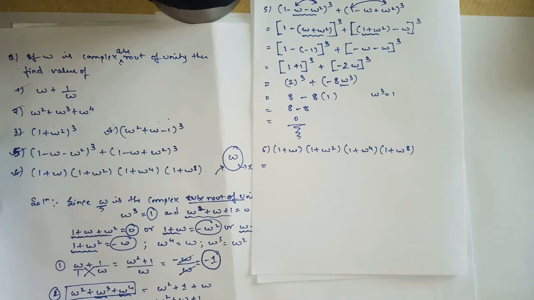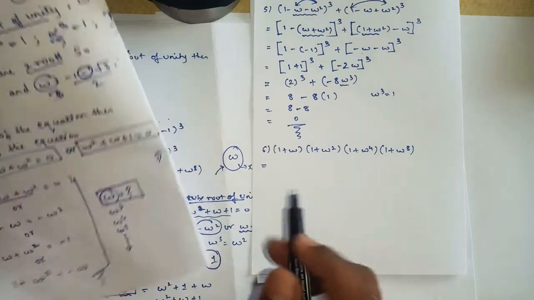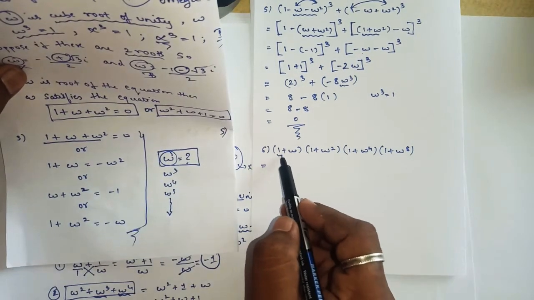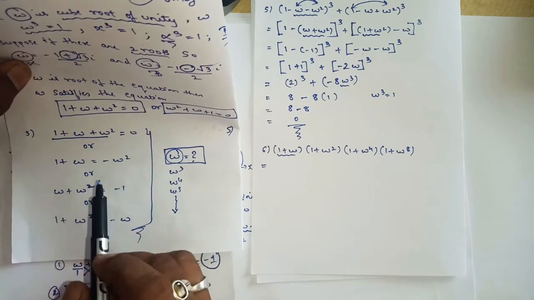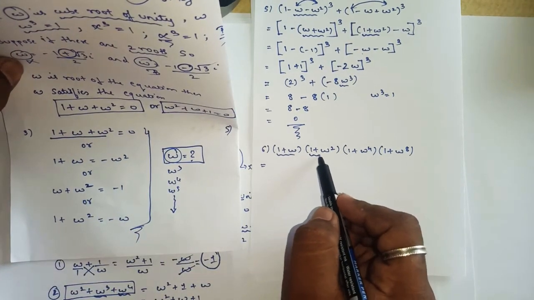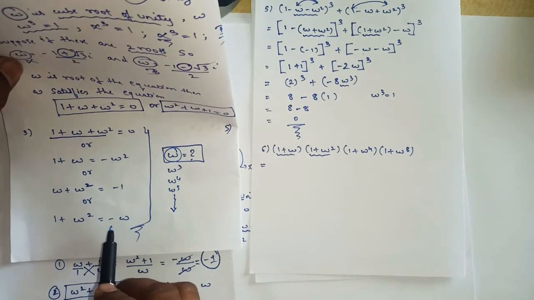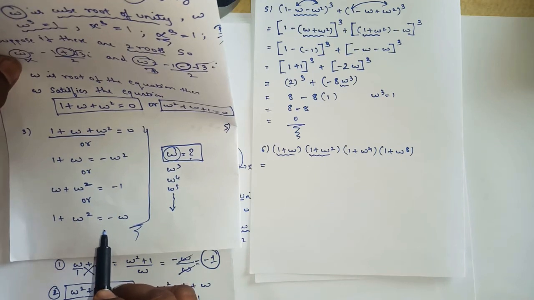So first of all, we'll see, is there any formula for 1 plus w? Yes, it is there, minus w square. Now we'll see for 1 plus w square. Yes, it is there, minus w.